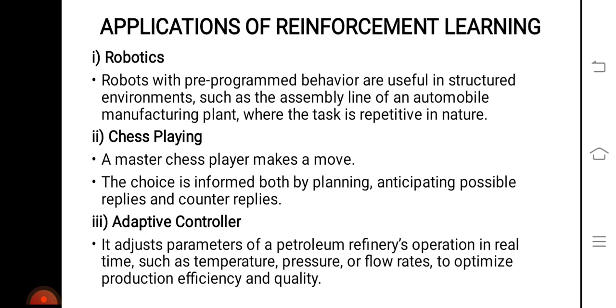In industries these controllers are very much used. Sometimes pressures or temperatures or flow rates are varying. At that time, based on the situations we can use them. So for that time we are using reinforcement learning. And what are the applications? Robotics, chess playing, and adaptive controllers.